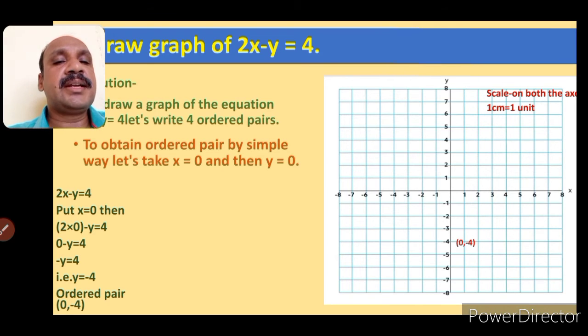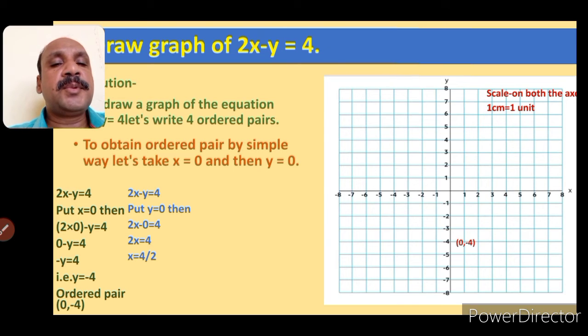Now we'll find the second ordered pair. 2x minus y is equal to 4. Here we put the value of y is equal to 0. Then 2x minus 0 is equal to 4. We put the value of y is equal to 0 in this equation. That means 2x is equal to 4.